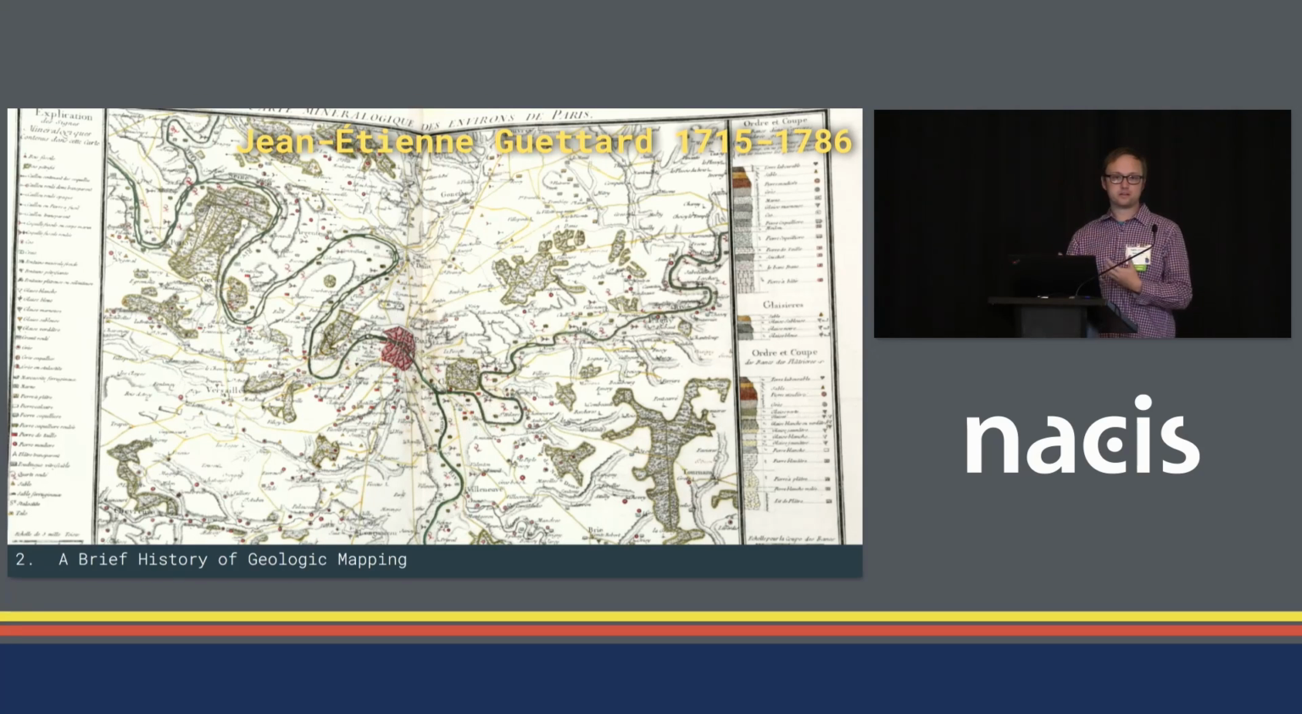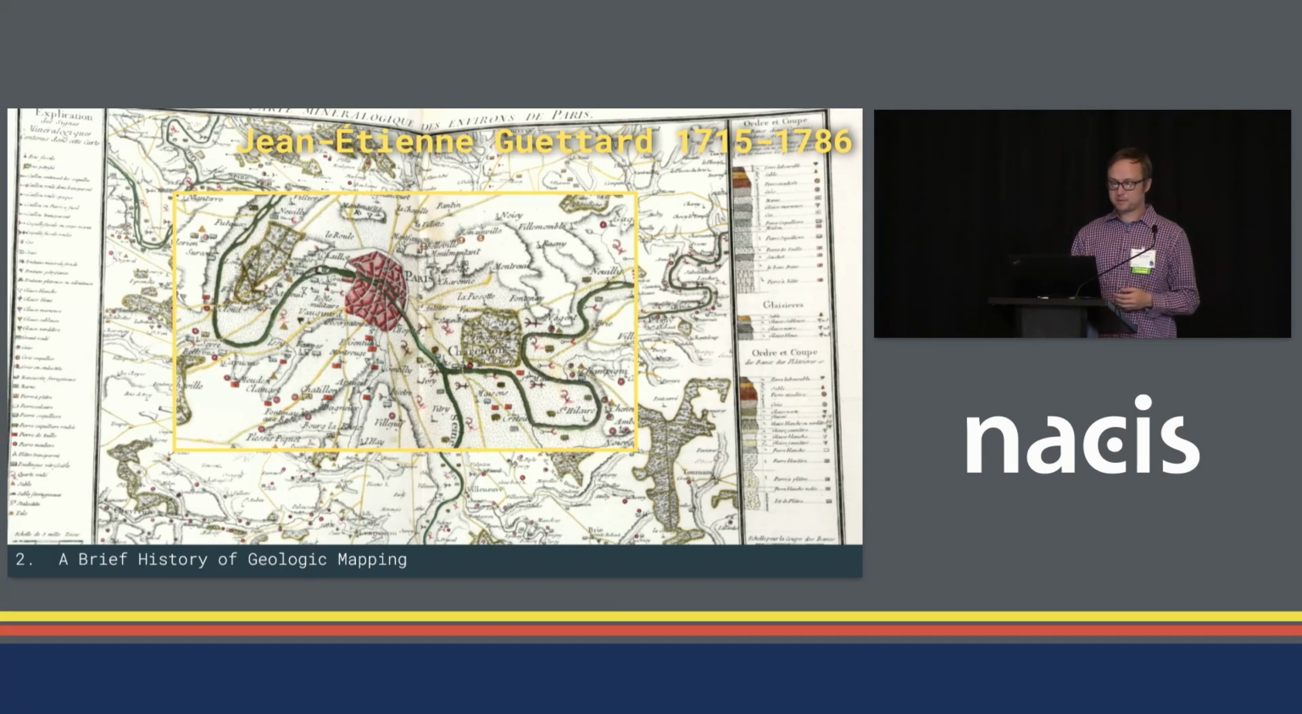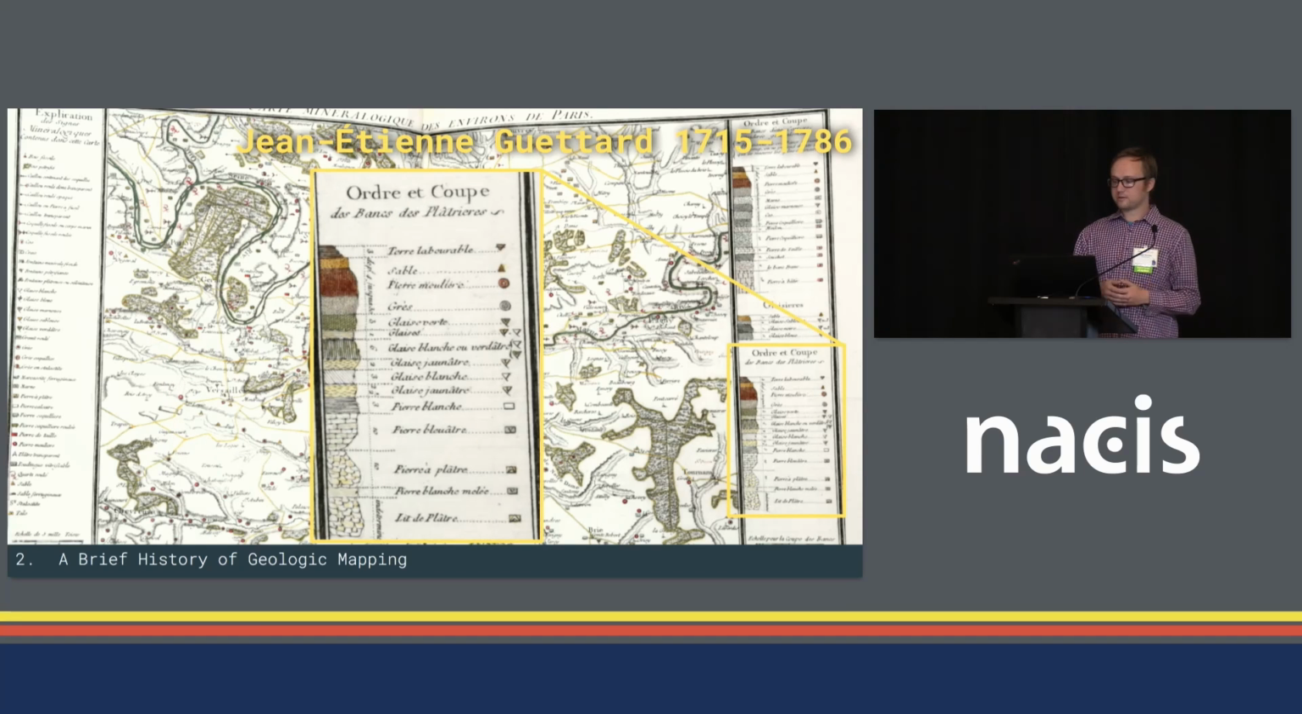Moving on into the mid-1700s, we have some very good French cartographers working in the area around Paris. On the left side of this image, we can see a bunch of different symbols. If we zoom in and do a rough translation of a couple of those symbols, we can identify little red squares as building stones, and the curly Qs as gem quartz deposits. So we can zoom in on the map itself and identify where some of those resources are located in the area around Paris. And on the right, we also have another vertically recognized stratigraphic column of the different rock units within that area.